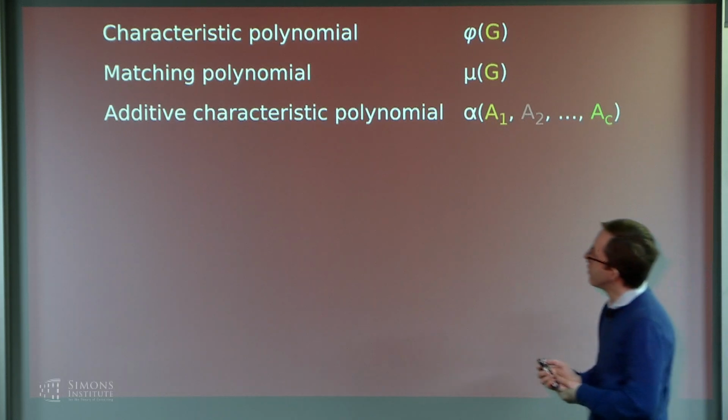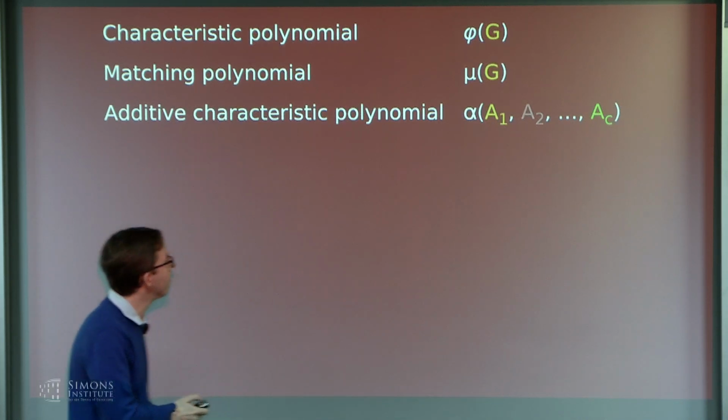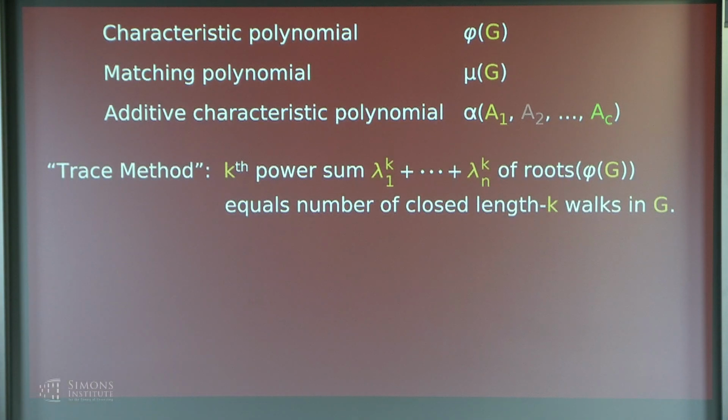Okay, so we have these 3 polynomials, and we have to understand the eigenvalues. And I personally really only know one way of understanding eigenvalues, or roots of a characteristic polynomial, which is via the trace method. The trace method says that if you have a graph G, the kth power sum of the eigenvalues is equal to the number of closed length k walks in G.